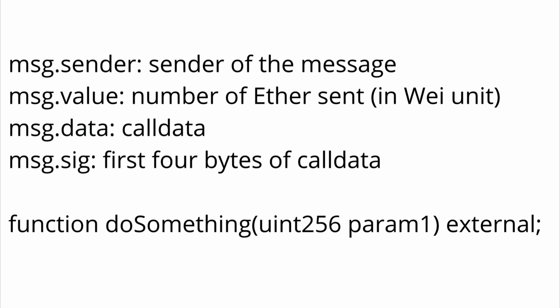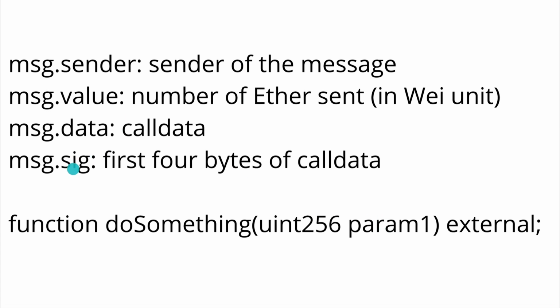And msg.data is essentially all data being sent to the function. You usually don't need to access this directly, since this is basically the parameters of your external functions. So for example here, the param1 would be part of the call data, so the msg.data. But you can just access the data by using param1 here in this case.